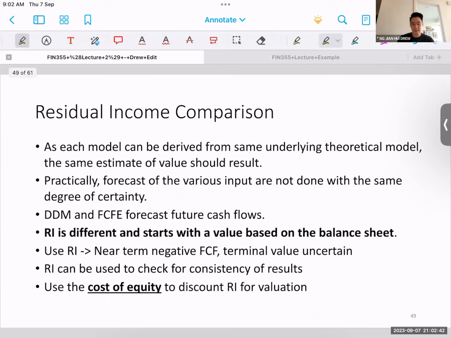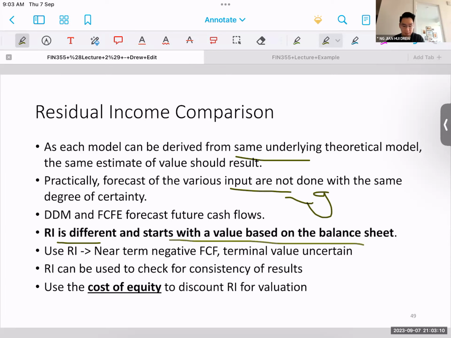All right, so this is just some comparison. They are derived from the theoretically same underlying models. Forecasts of various inputs are not done with the same degree of certainty, because for one, we really need to estimate the G factor. Remember, we need to estimate the G. And then for residual income, we just need to use the book value. What else? It is different because it starts with the balance sheet figure.